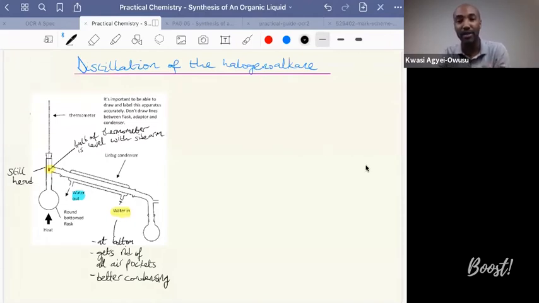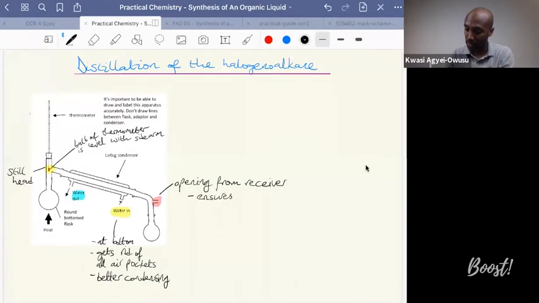And finally, a very important safety point to make is that you can see there is an opening where your receiver is. So that we don't get a buildup of pressure and we're not heating a closed system, which is liable to explode. So the opening from the receiver ensures the pressure does not build up.